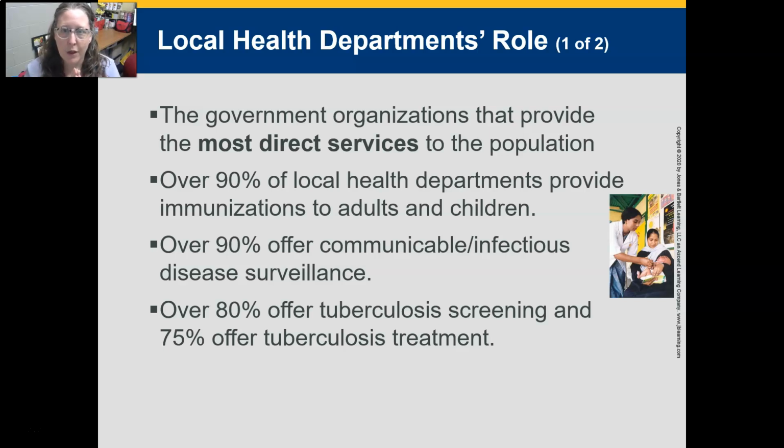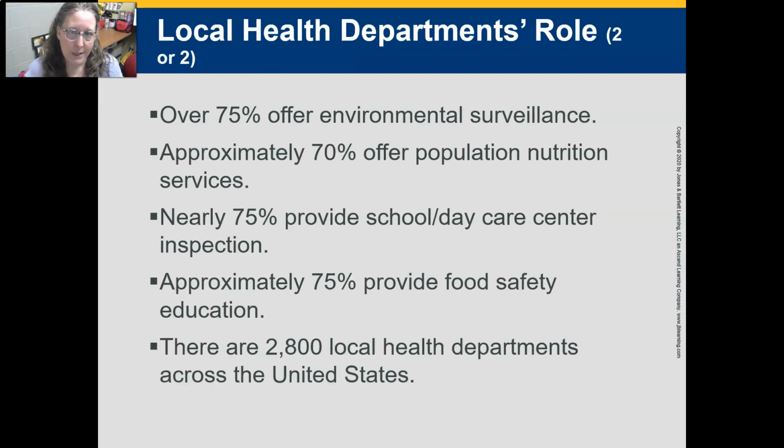For example, if you did not have health insurance coverage and you were worried about having an STD or an STI, you could go to a local health department and they could test you and screen you for diseases, especially things that are spread. Over 80% also offer TB screening, and 75% offer TB treatment. This is, again, to increase access for the populations that need it, and this is a population health issue. Over 75% offer environmental surveillance, so water quality and things like that.